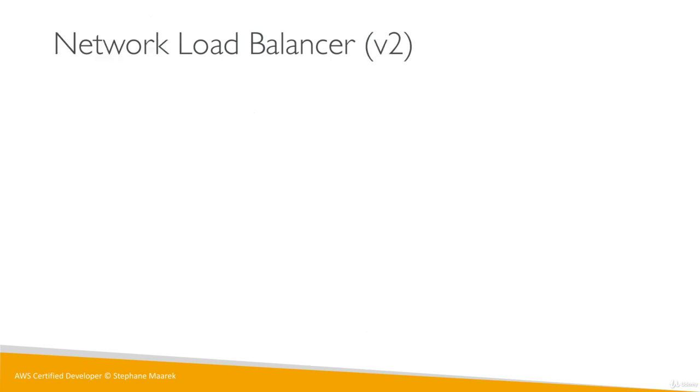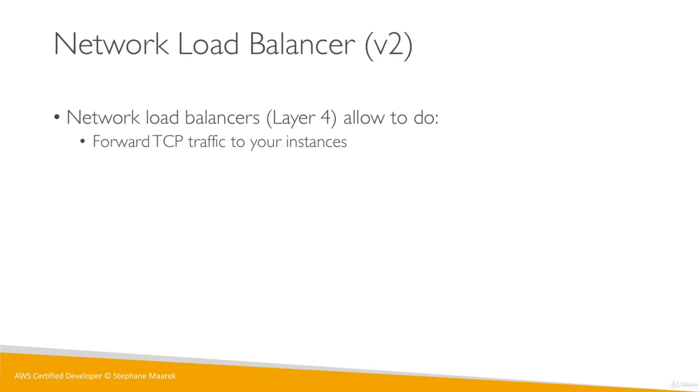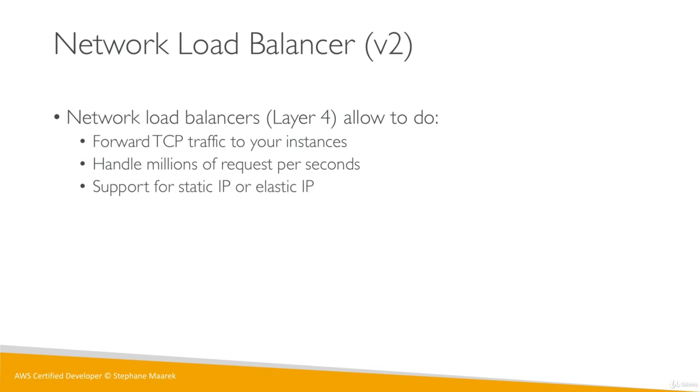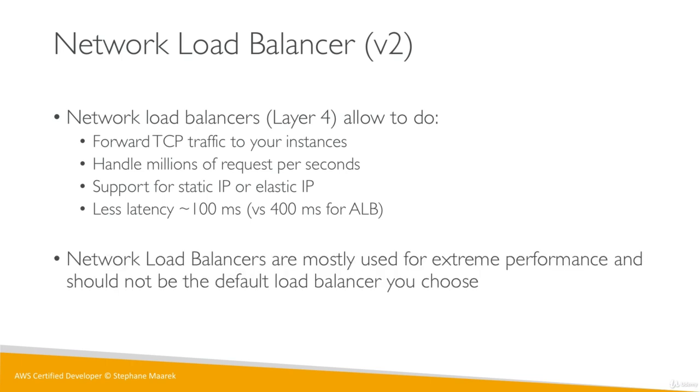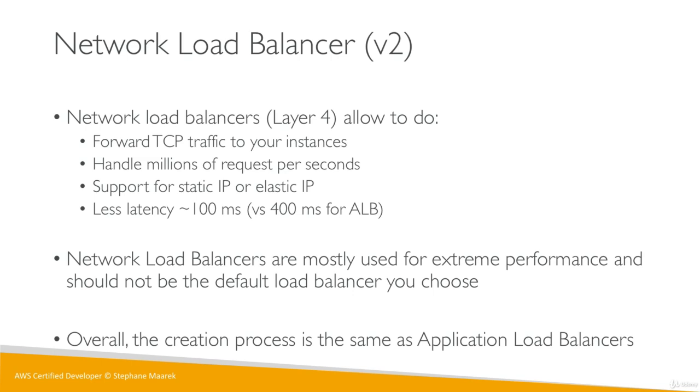Now, if we look at network load balancers, they're layer 4, and so they're a bit lower level, and it's for TCP traffic. Okay, so before it was layer 7 HTTP traffic, now it's layer 4 TCP traffic. And network load balancers are deemed to be super high performance, so this is how they're advertised, and they can handle millions of requests per second, and they support static and elastic IP. They have less latency, so 100 milliseconds versus maybe 400 milliseconds for ALB. Those are ballpark numbers. And they're most commonly used for extreme performance, and probably won't be the default load balancer you'll choose overall.